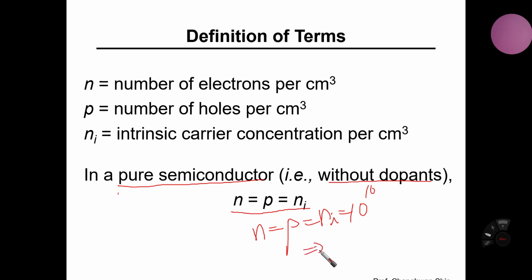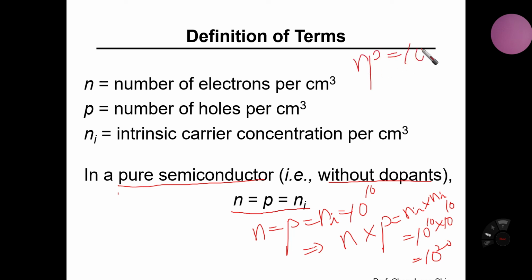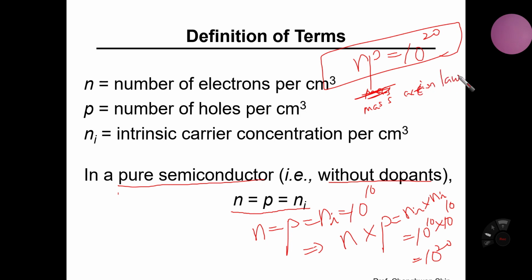So we can derive this equation. n times p is equal to n_i times n_i, and 10 times 10 to the 10, you're going to end up with 10 to the 20. So the np product is always 10 to the 20. So remember this equation. This equation is named the mass action law. Okay, so the mass action law: the np product is identical to 10 to the 20.